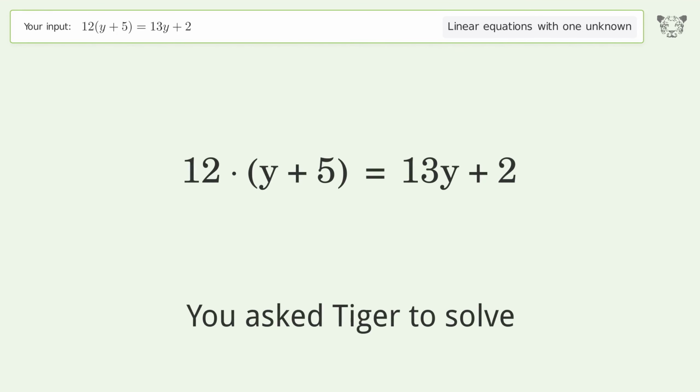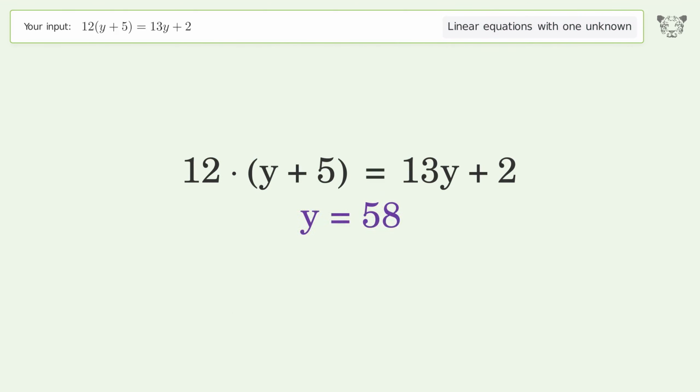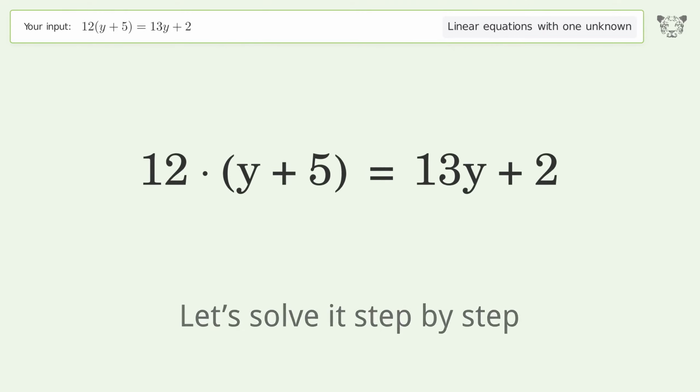You ask Tiger to solve this. This deals with linear equations with one unknown. The final result is y equals 58. Let's solve it step by step.